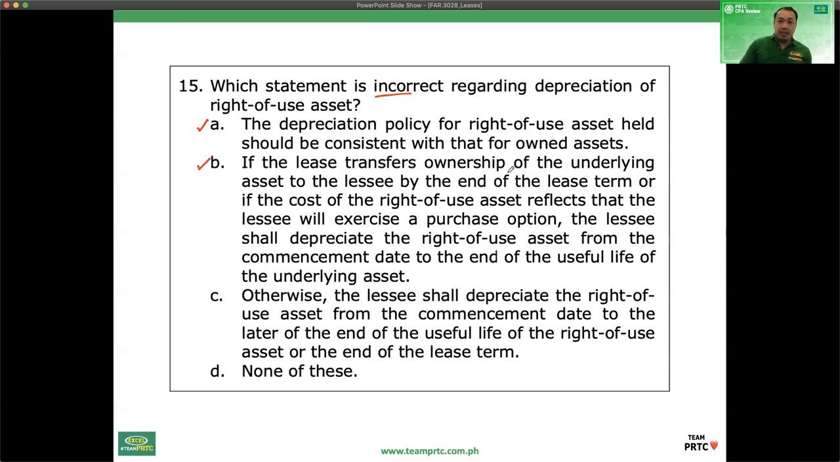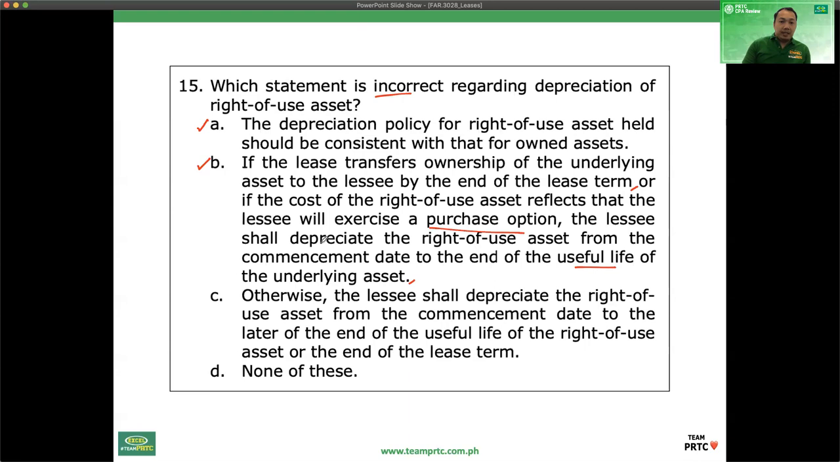If the lease transfers ownership of the underlying asset to the lessee by the end of the lease term, ibig sabihin, eventually, si lessee ang magiging owner, or if the cost of the right of use asset reflects that the lessee will exercise a purchase option, so either merong transfer of ownership or merong purchase option na likely i-exercise ni lessee, then the lessee shall depreciate the right of use asset from commencement date to the end of the useful life of the underlying asset. So simply stated, kapag eventually si lessee ang magiging owner, ang gagamiting depreciation period, hindi lease term. Rather, useful life, from commencement date up to the end of the useful life of the underlying asset.